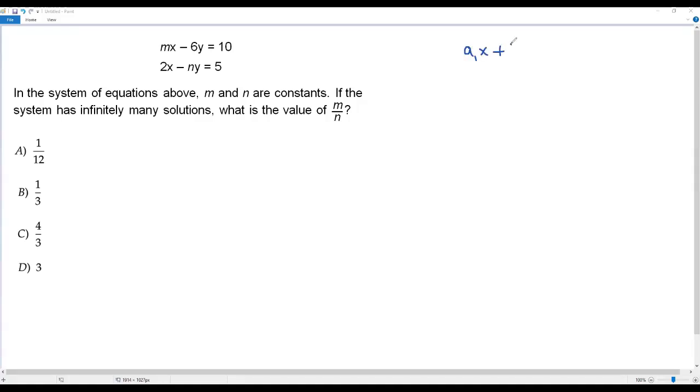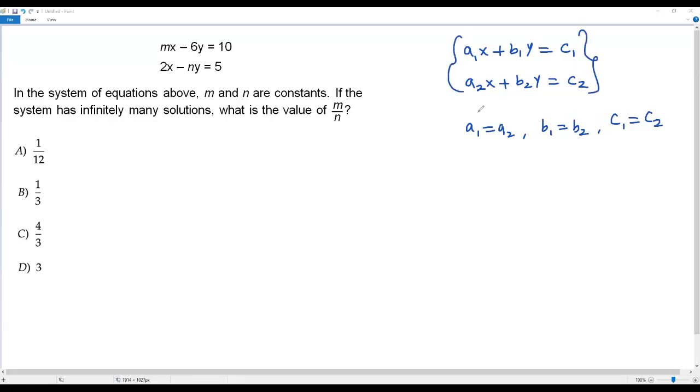That is a1x + b1y = c1, and another linear equation in standard form, a2x + b2y = c2. Here we have a system of two linear equations in standard form. If the system has infinitely many solutions, then both equations must represent the same line. That is, the coefficient of x in the first equation and the coefficient of x in the second equation must be equal, the coefficient of y in the first equation and in the second equation must be equal, and the constant term in the first equation and in the second equation must be equal, if the system of two linear equations has infinitely many solutions. So that means both equations represent the same line.